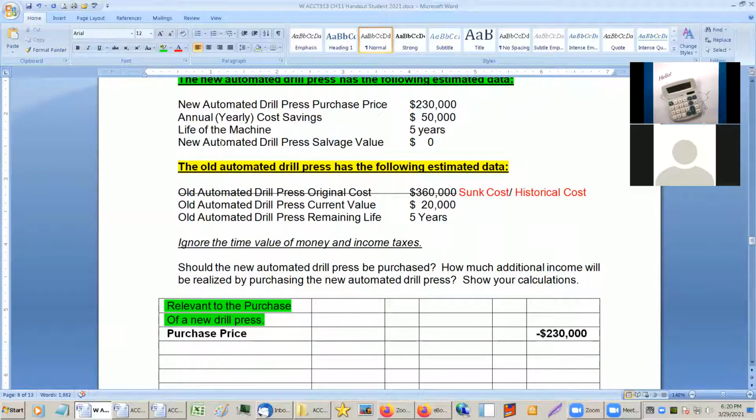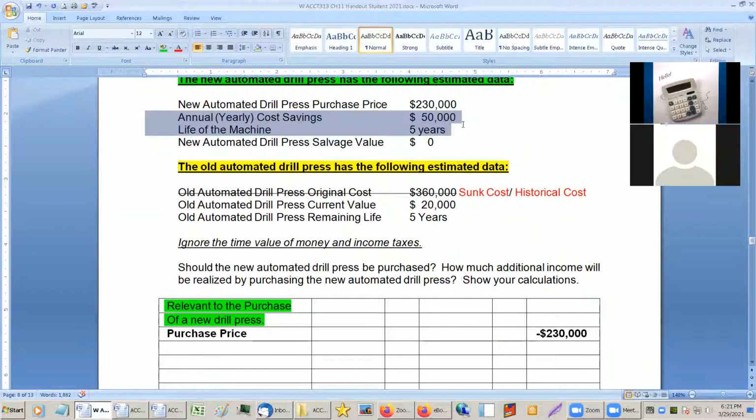Okay, how about the annual cost savings? Is that relevant? So we're going to save $50,000 a year for the next 5 years if we buy this new drill press. No. Actually it is, because if we don't buy this new drill press, we're not going to get these savings. Whatever the cost is, they don't tell us the cost to run this thing, but it obviously costs $50,000 more than the new one.